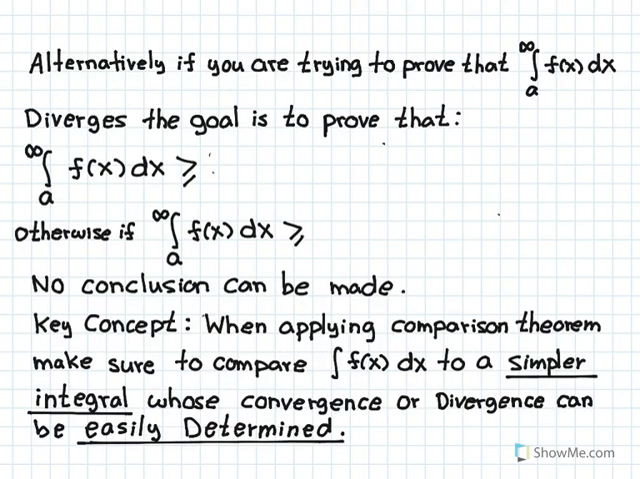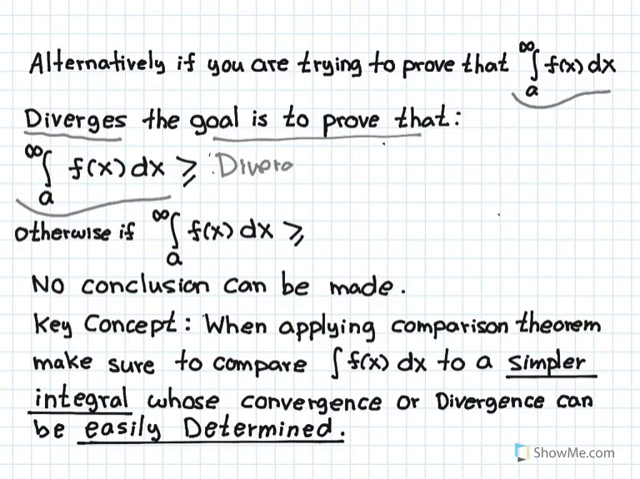So alternatively, if you're trying to prove that the integral a to infinity f of x dx diverges, then the goal is to prove that the improper integral from a to infinity f of x dx is larger or equal to a divergent integral. Divergent integral. Otherwise, if the integral from a to infinity f of x dx is larger or equal to a convergent integral, no conclusion can be made.